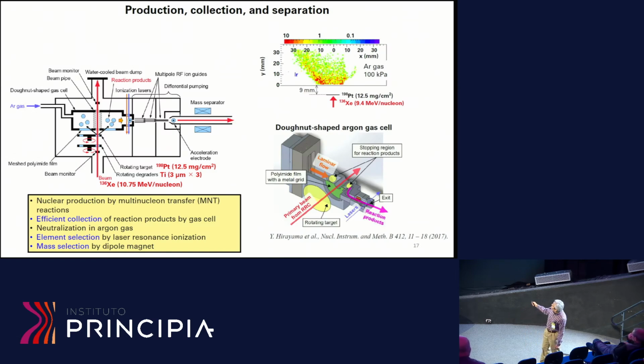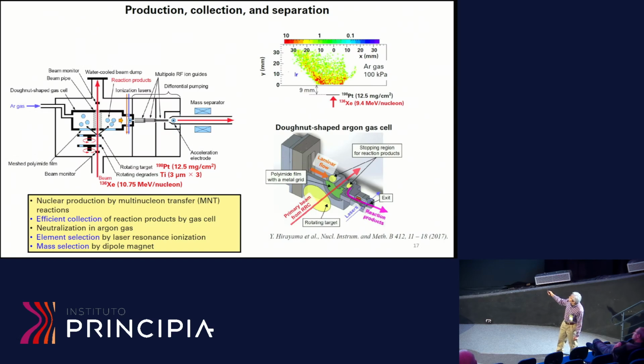Gas cell, this figure shows the gas cell. We call this doughnut-shaped argon gas cell because the beam goes through the beam pipe to the beam dump, to avoid causing a dense plasma in the argon gas by the beam injections. So the reaction products are stopped and neutralized in the argon gas.